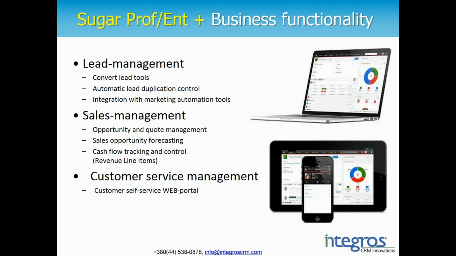In terms of sales management, the key difference is that in the commercial editions of Sugar, sales budget planning and execution control are already implemented. They're implemented both for managers' quotas and for the cash flow generated by transactions and orders.